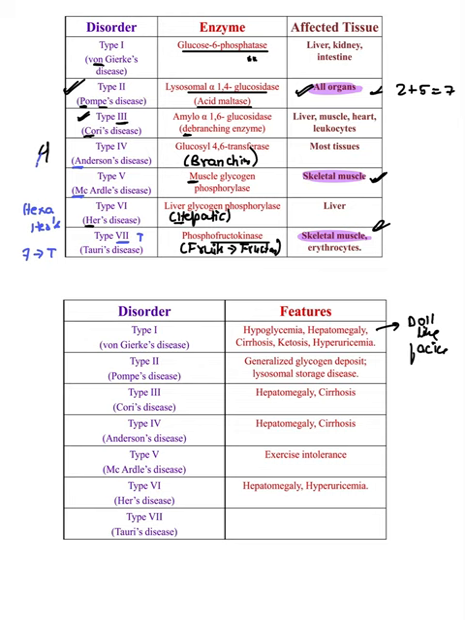This doll-like feces is there, guys, and glucose was not produced, so there will be hypoglycemia and hepatomegaly, cirrhosis. Another thing, guys: type 5 is in muscles. A muscle problem will cause exercise intolerance. Type 6, guys, is a hepatic phosphorylase problem that will cause hepatomegaly and hyperuricemia. So we need to know about these disorders.